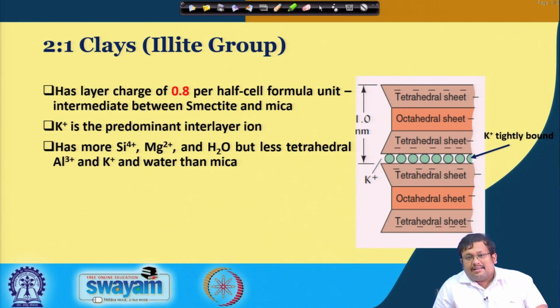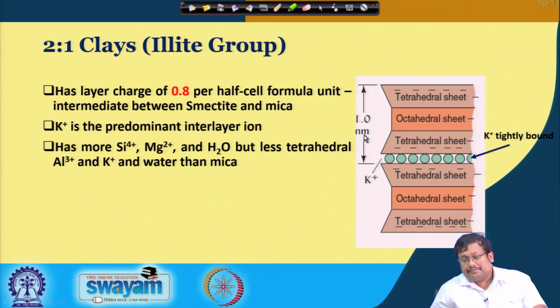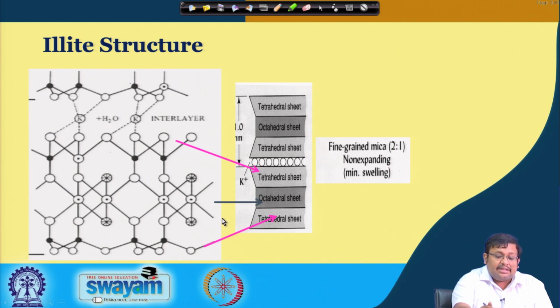And just like mica, its interlayer space is also dominated by potassium. It is the predominant interlayer ion, and it has more silica, magnesium and water, but less tetrahedral aluminum and potassium and water than mica. As you can see here, there is a structure of the illite. This is a 2:1 type of structure, and the interlayer space is occupied by potassium, making it a locked and collapsed structure, and here the d axis spacing is only 1 nanometer. So, this is basically in detail the illite structure.